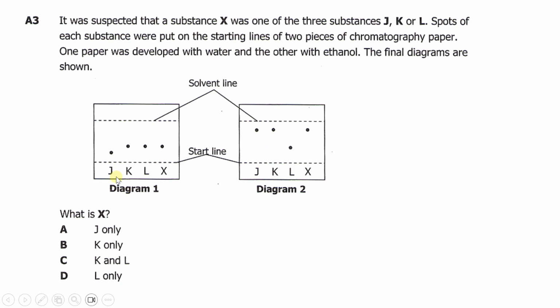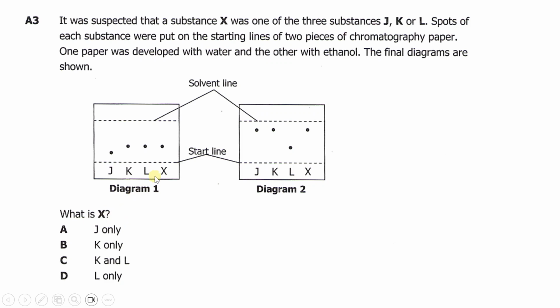So here we see that X, L, and K had moved the same level from the start line, while here we see that X and K had moved the same, and J had moved the same level from the start line as well. So the question says, what is X?